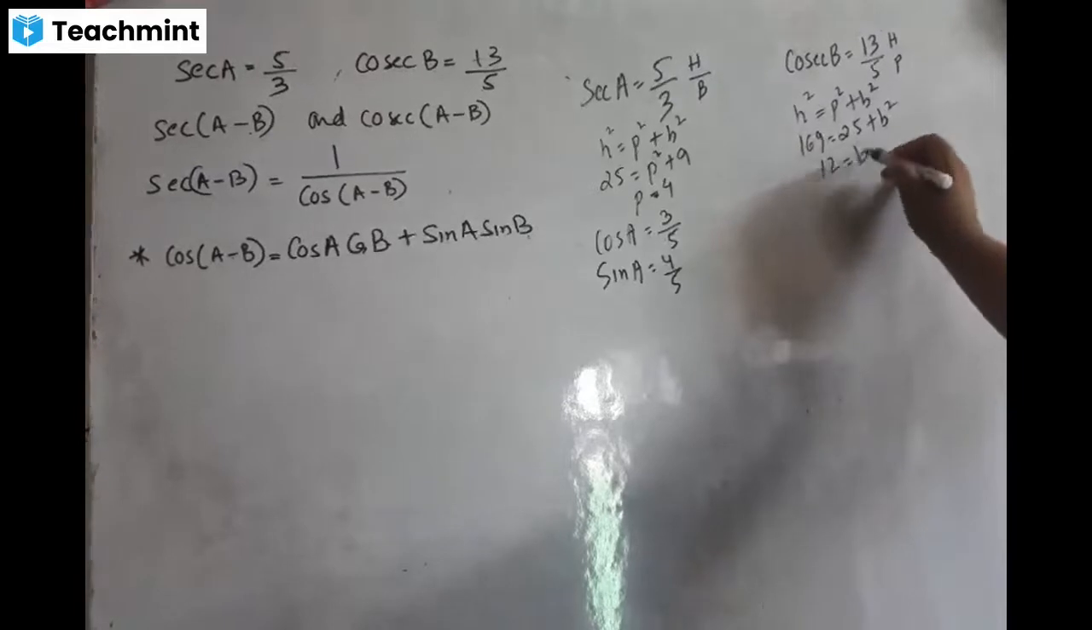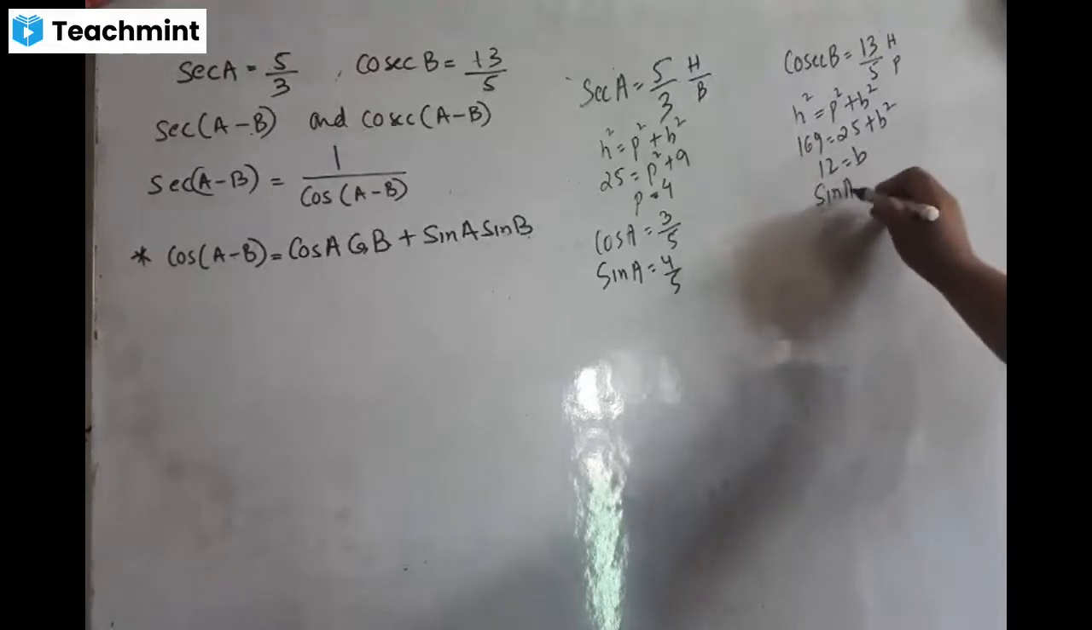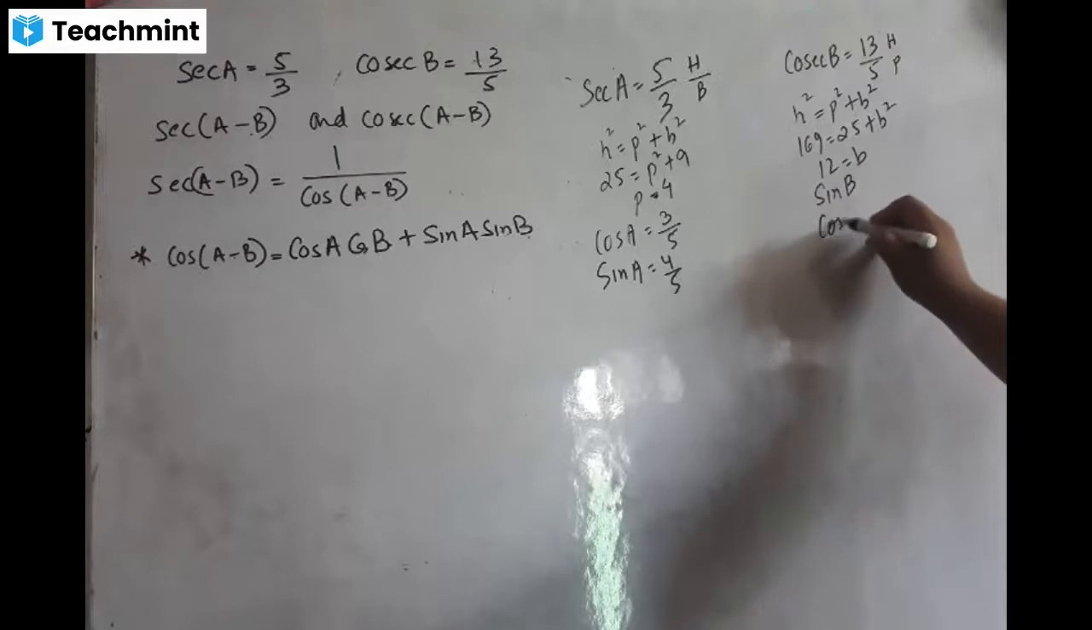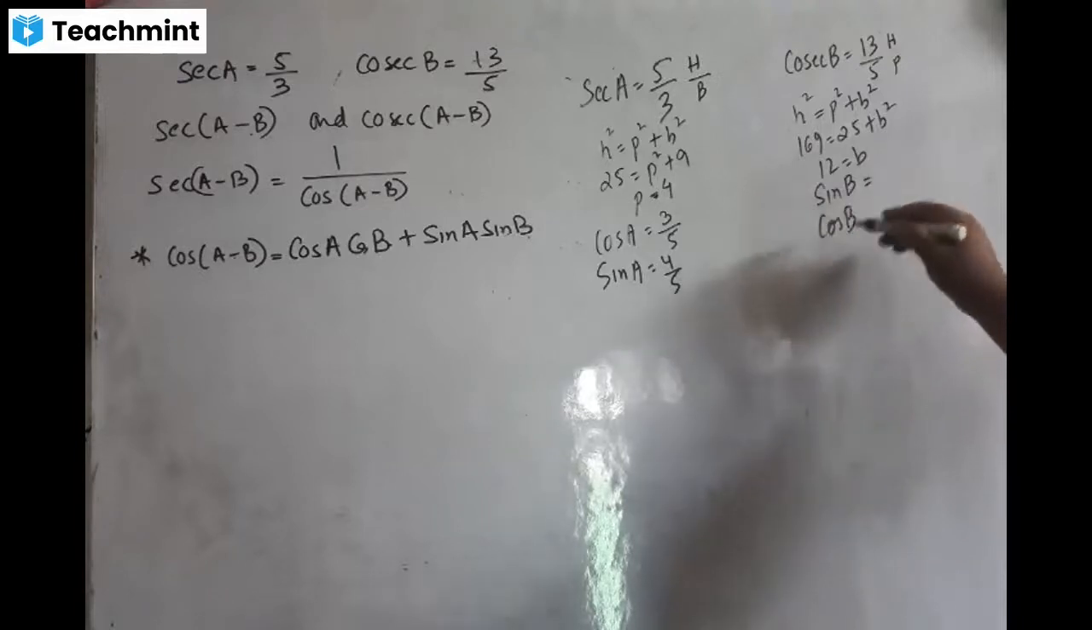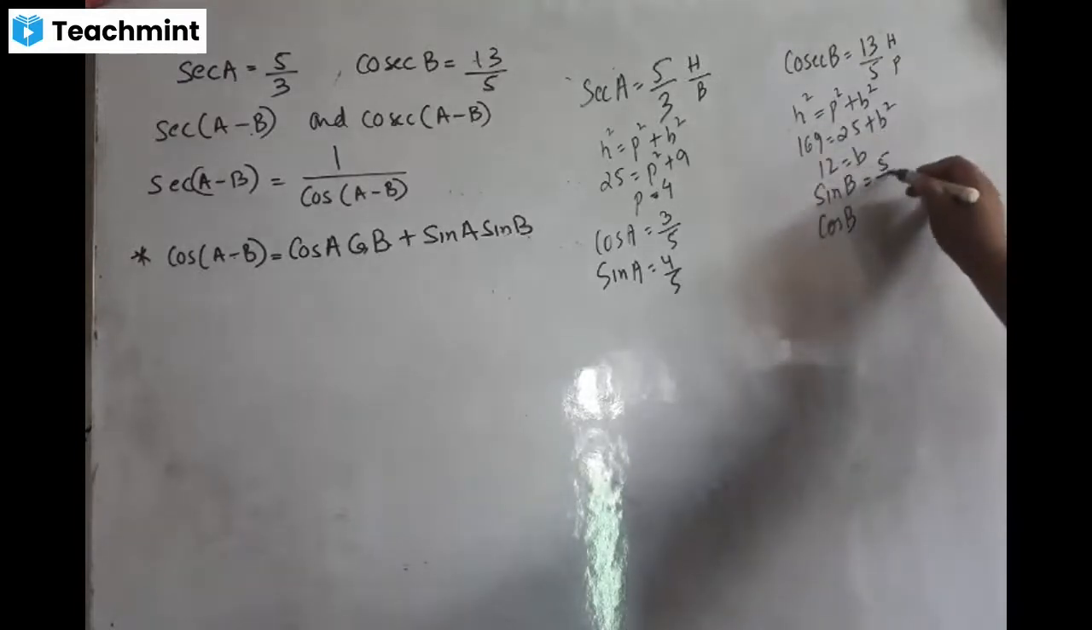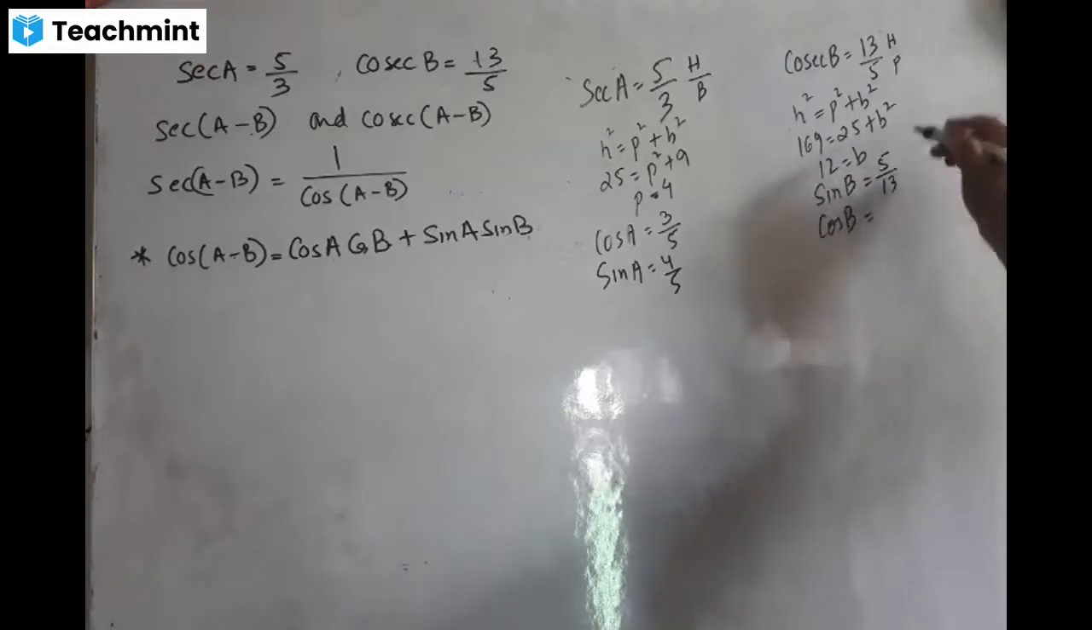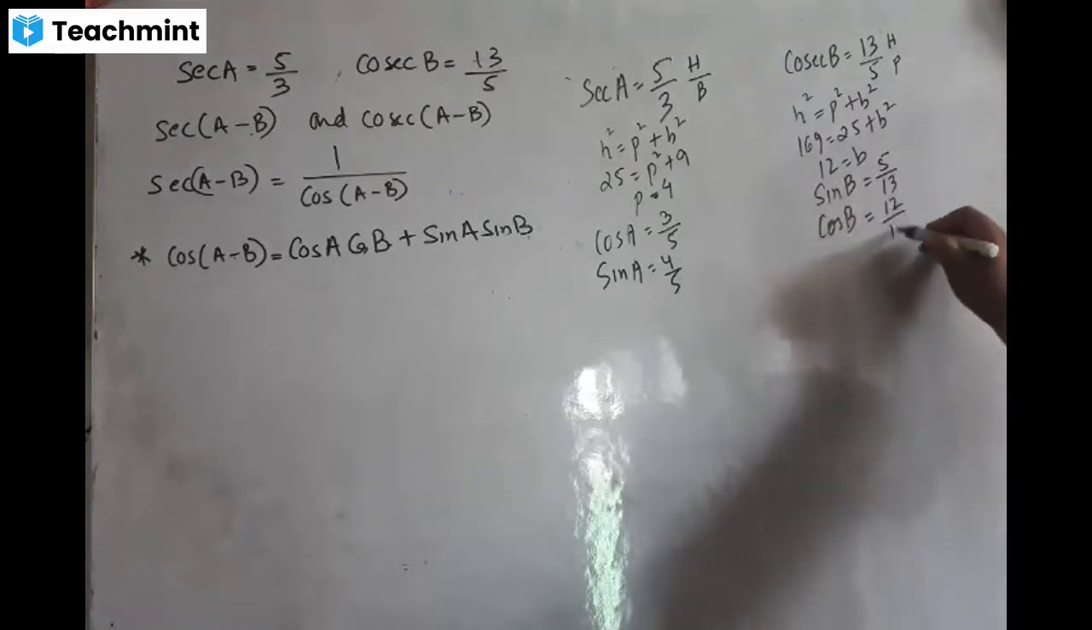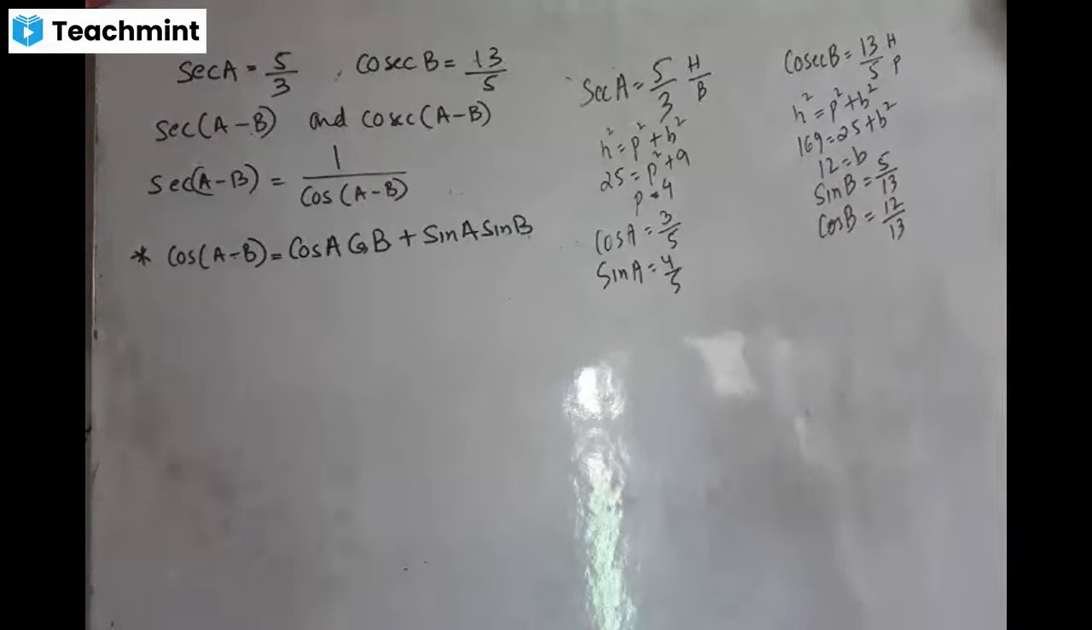144, so base is 12. From here also, what we need is sin B and cos B. So what is sin B? Some people, perpendicular is 5, hypotenuse is 13. Cos B, curly brown hair, hypotenuse is 13. So you got both the values. You got all the values. So you just put in the values and tell me the answer.